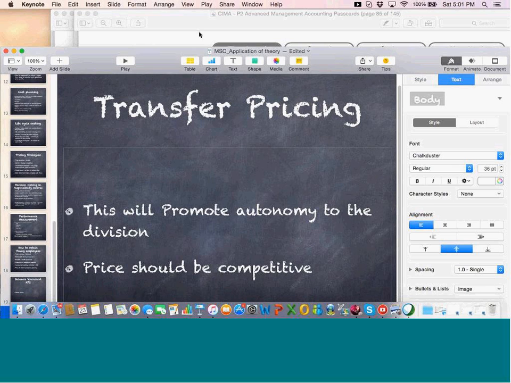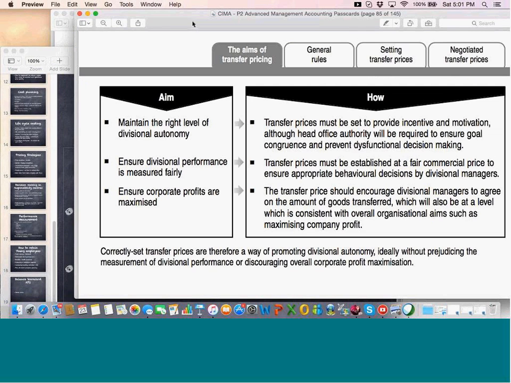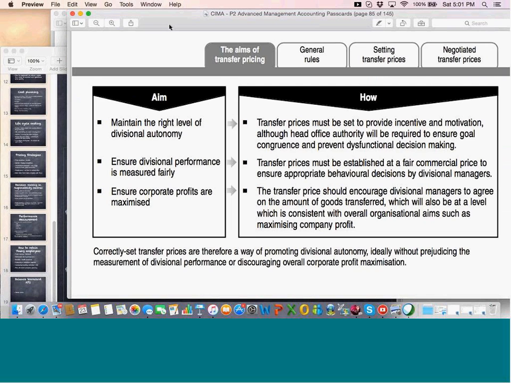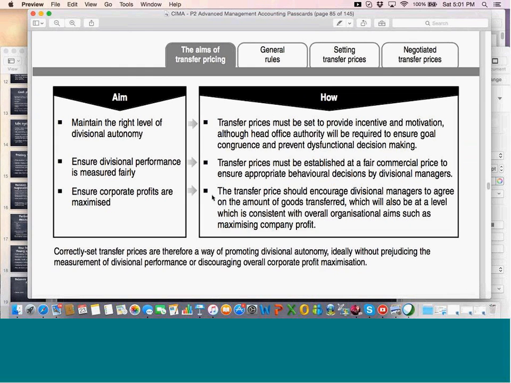So, Andrew, when you say promote autonomy, let's say the dough case is not centralized, and each shop goes and gets its dough from its preferred source. That's what you mean. There will be no autonomy between the shops, because each shop will have a different cost of goods sold from different locations.